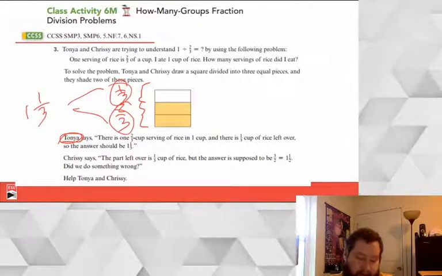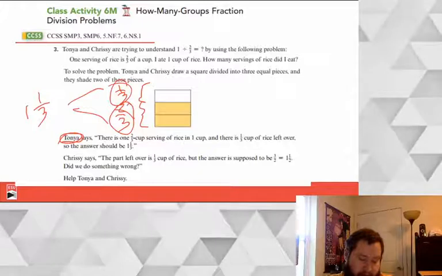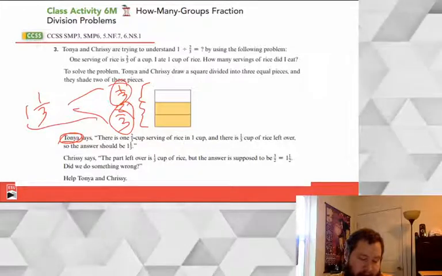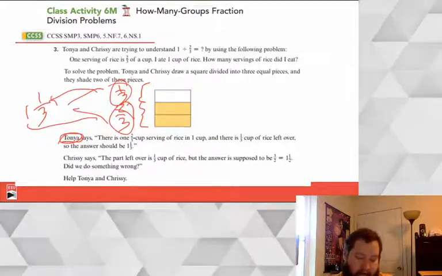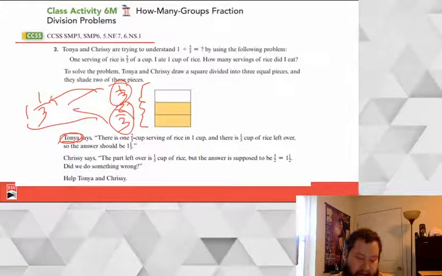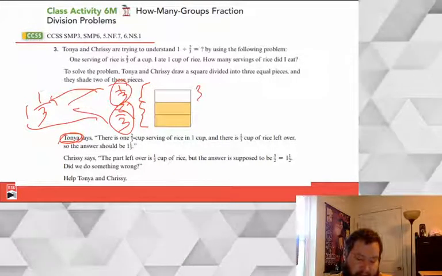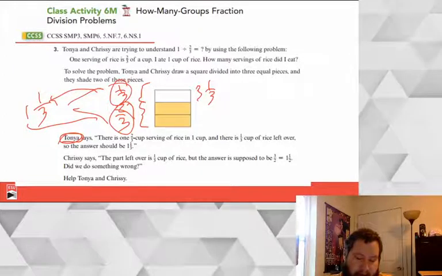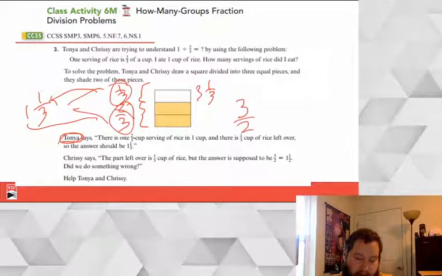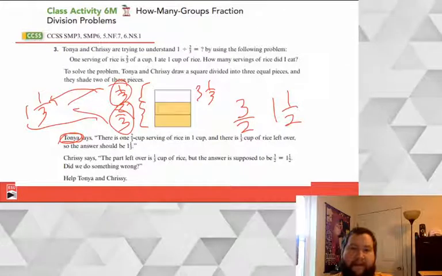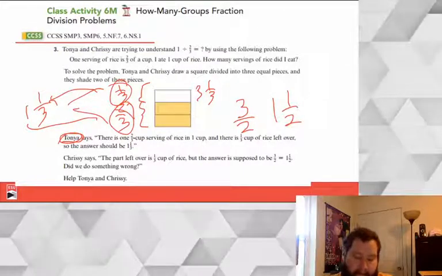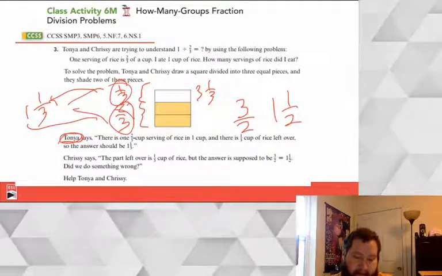Because there's a serving. So the 1 comes from here, and the 1/3 comes from here. And Chrissy says the part left over is 1/3 of a cup, so that is 1/3. But the answer is supposed to be 3 halves, or 1 1/2. Did we do something wrong? And so it says, please help Tanya and Chrissy.